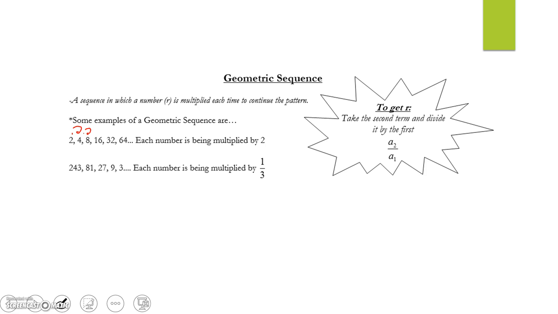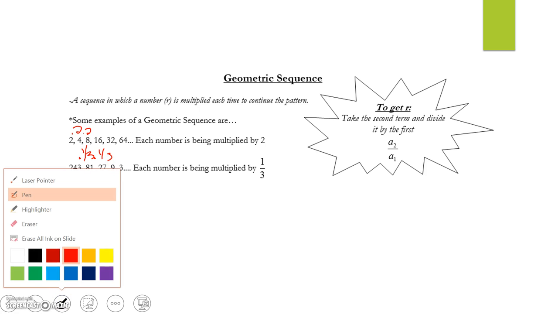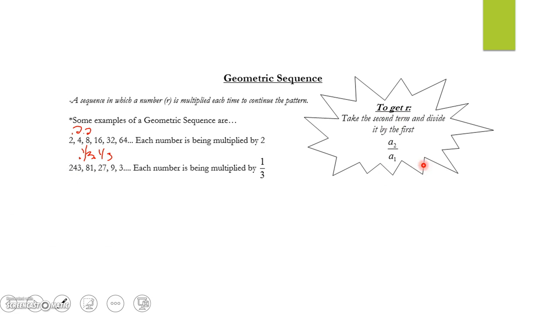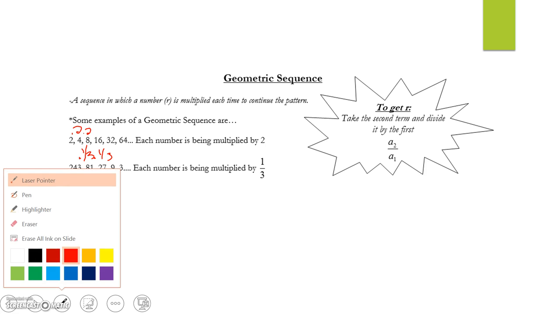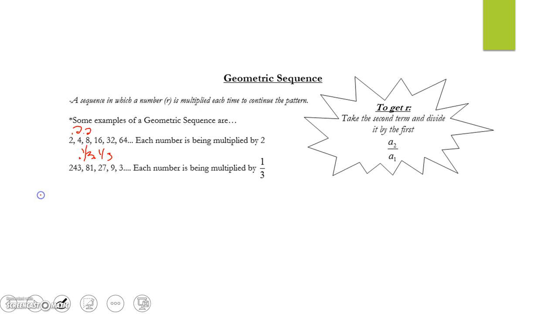The next one, when the numbers are going down, it will be multiplied by a fraction. So I understand that 243 divided by 3 is 81. However, you need to figure out what's being multiplied by. And 243 times 1/3 is 81. And 81 times 1/3 is 27, and so on. So sometimes if it's difficult to find the R, you can take the second term and divide it by the first term. So if I wanted to figure out that the R was 1/3, what I do is I take the second term, 81, and I divide it by the first term, which is 243. And if I would do that in my calculator, I would get 1/3.